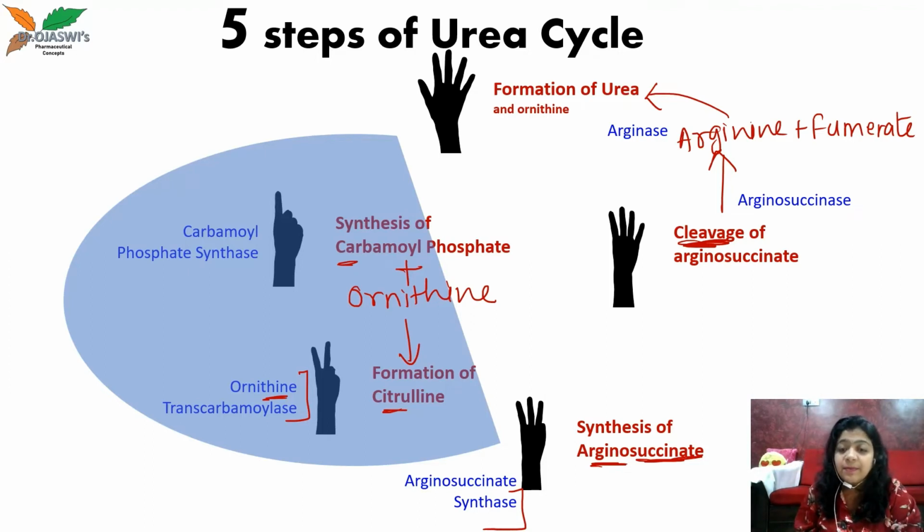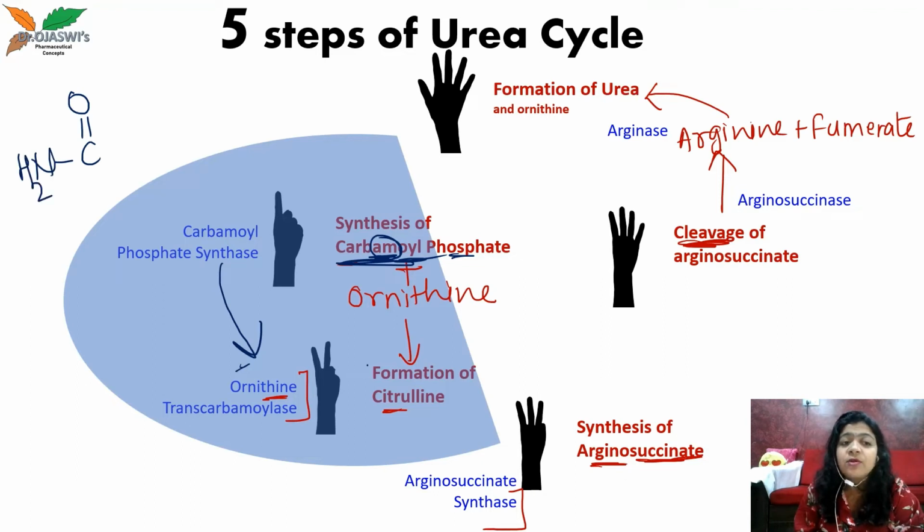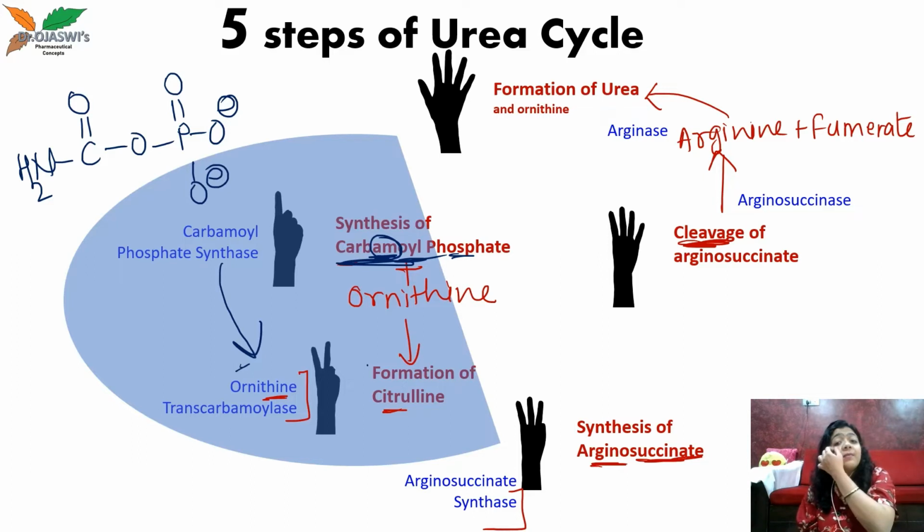So our first step was the synthesis of carbamoyl phosphate. Now what is this carbamoyl phosphate? Carb means what? Carbonyl group. After carb, can you see this AM? That represents the amino group, and then phosphate, that is PO4. So phosphate is like this. So this is carbamoyl phosphate.